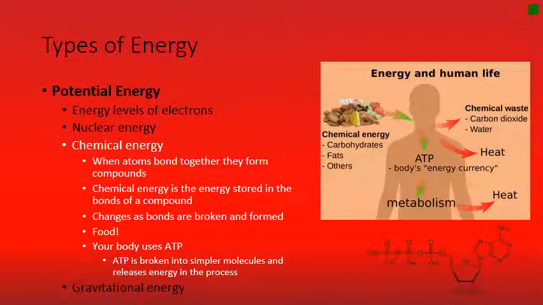But the energy stored in the food you eat on a daily basis is the chemical energy stored in the chemical bonds of the carbohydrates, the fats, the proteins that you have consumed. Your body uses this chemical energy. It breaks the bonds, then it forms other compounds, for example, which also get used. For example, your body uses ATP. It takes the complex ATP molecule, breaks it into simpler molecules, and in the process, energy is released.